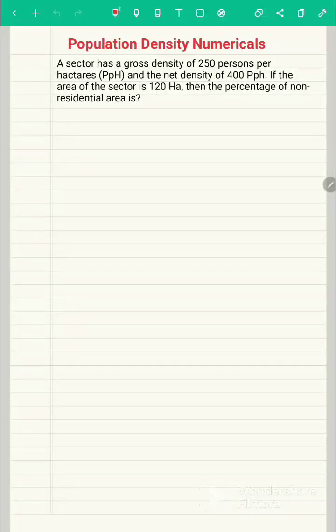So let's start. A sector has a gross density of 250 persons per hectare and a net density of 400 persons per hectare. If the area of the sector is 120 hectares, then the percentage of non-residential area is.